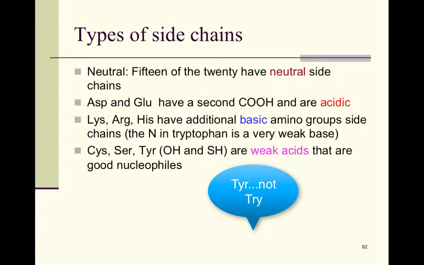Cysteine, serine, and tyrosine contain OH and SH groups, and they're weak acids, and they also make great nucleophiles.